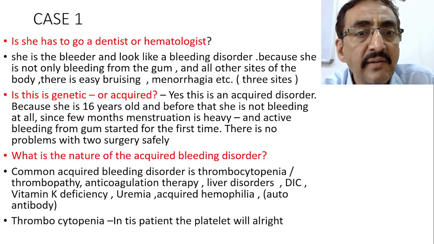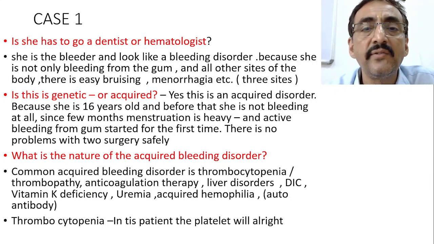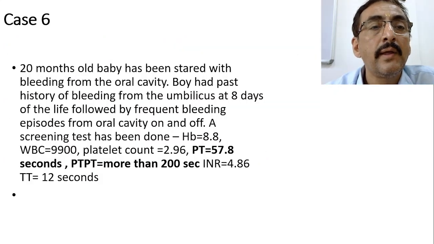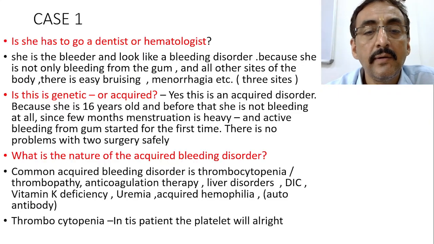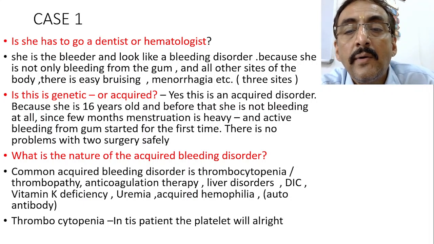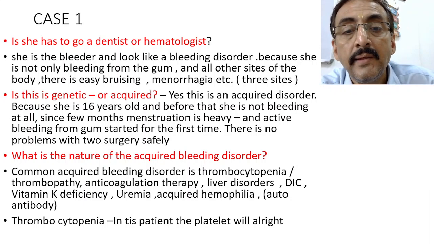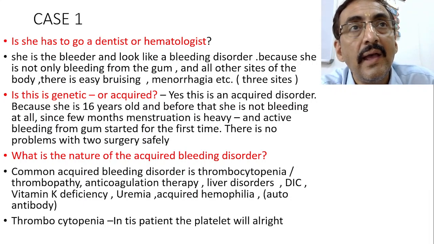Okay, now is it a case of thrombocytopenia? No, because in this patient the platelet count is normal. So probably she may be suffering from some vitamin K deficiency or other liver disorders, or as it's a sudden onset, the chance of autoantibodies is maximum. Okay, so this is a case of acquired hemophilia.